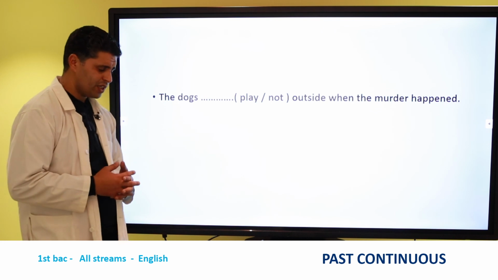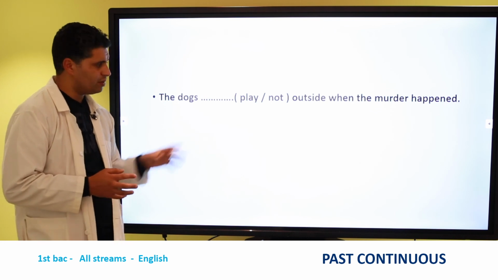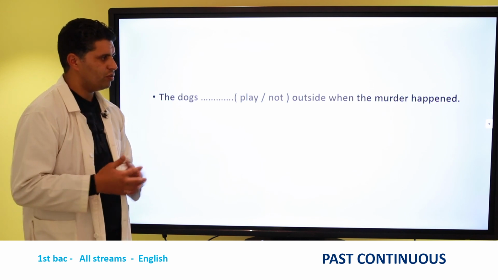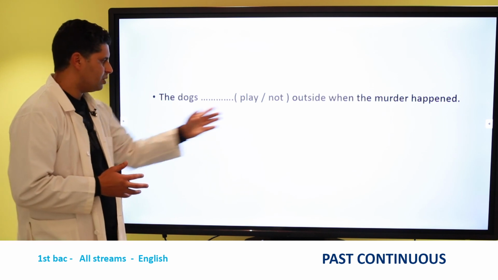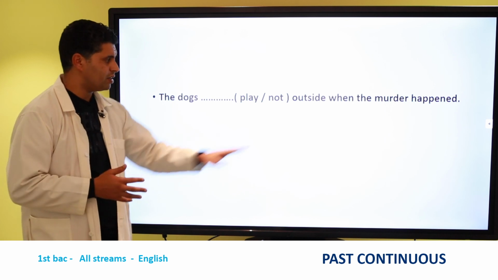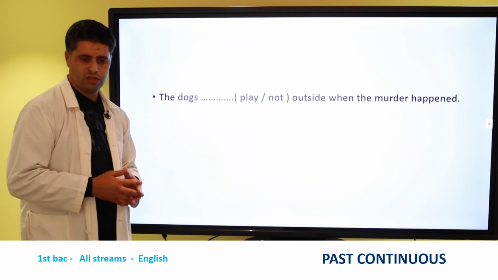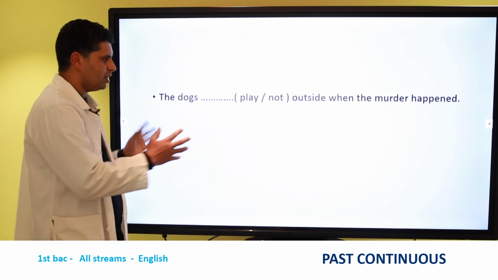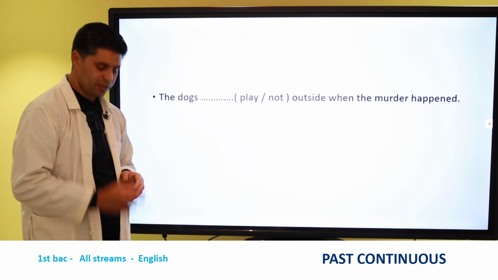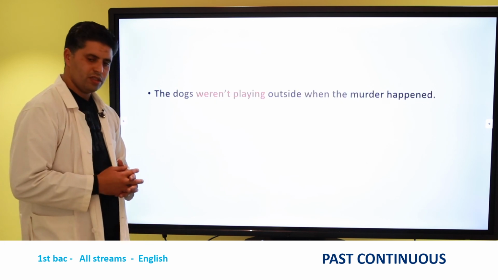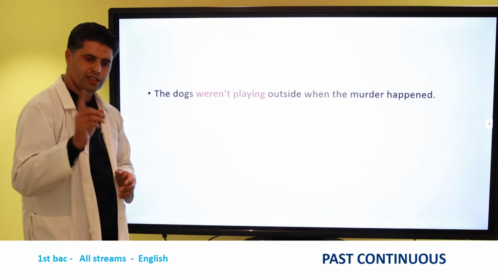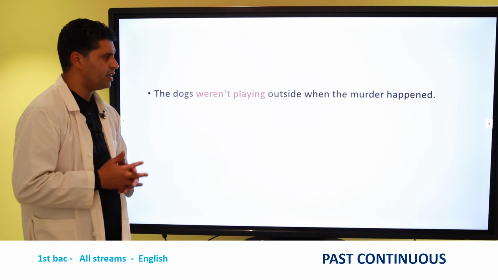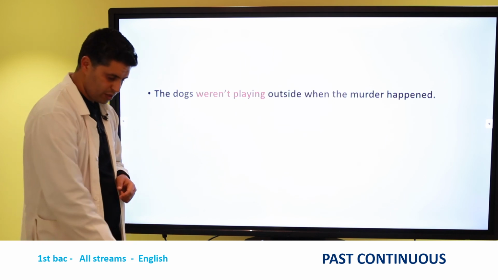Another example, the dogs play not outside when the murder happened. Here pay attention, we have the negative form. You have a long action, but we have not, which means that we have to use the negative form. So the long action with the negative form of the past continuous is: the dogs were not, or the short form weren't, playing outside when the murder happened.